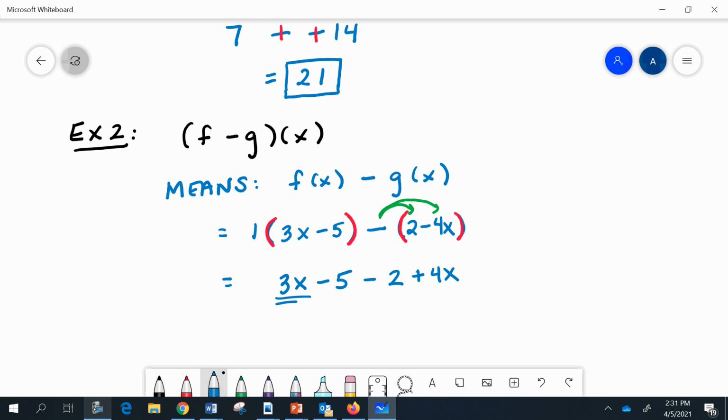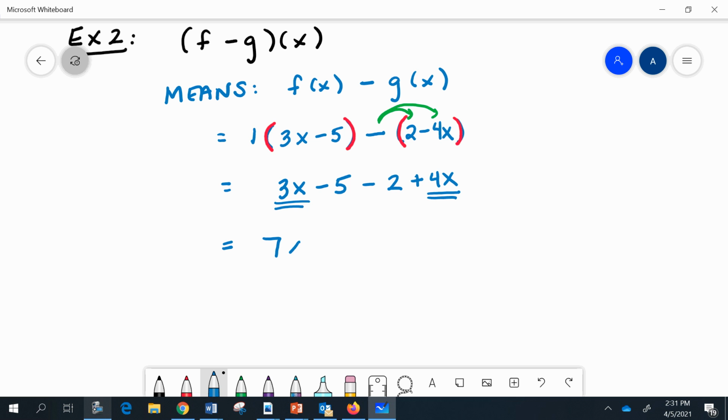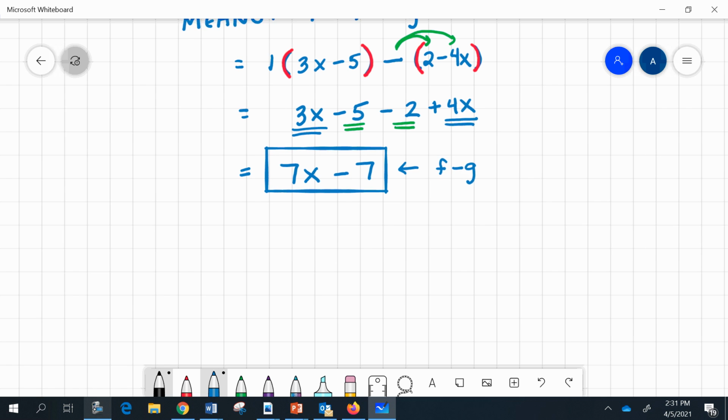And so I can see that 3x and 4x is going to combine to make 7x, but then if I have a negative 5 and a negative 2, that's going to combine to make minus 7. And so what we've done this time is we've written a new function which represents the f function minus the g function. Okay, we've written basically a new type of function. So let's try a different operation.